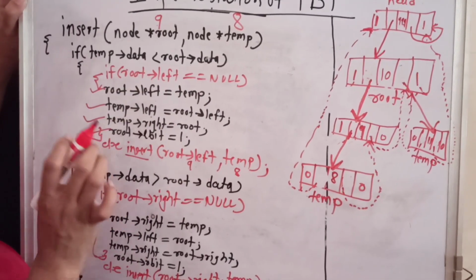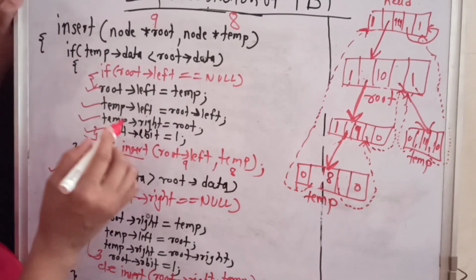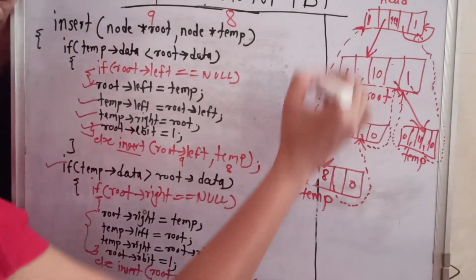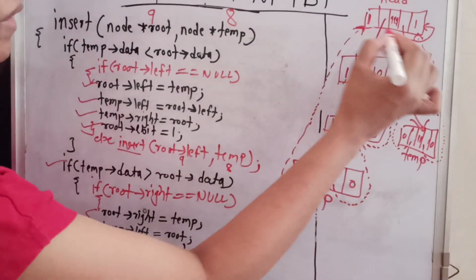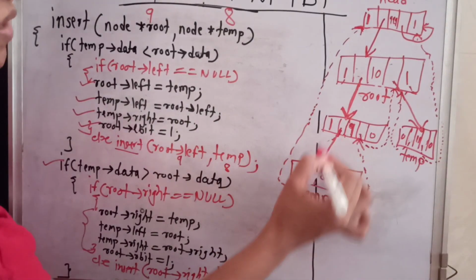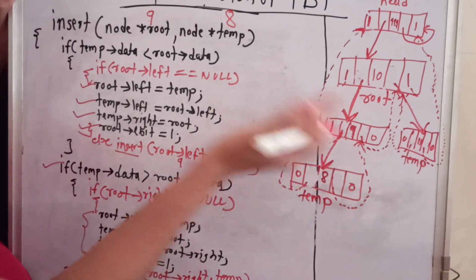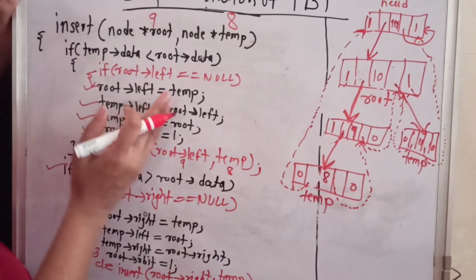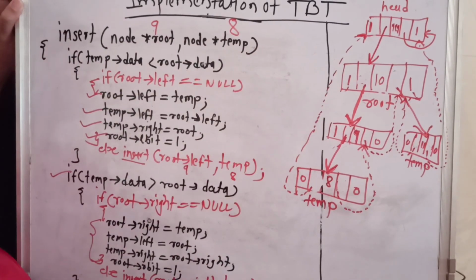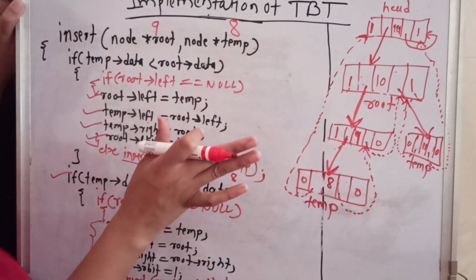So my suggestion is always that whenever you want to write the code for the create function of the TBT or the insert function of the TBT, take one paper or page, draw the diagrams like this, try to establish the links by your theoretical concept, and according to that put the statements into the code. So it is very easy to write the code for the TBT also. Hope you understood the create function for the TBT.